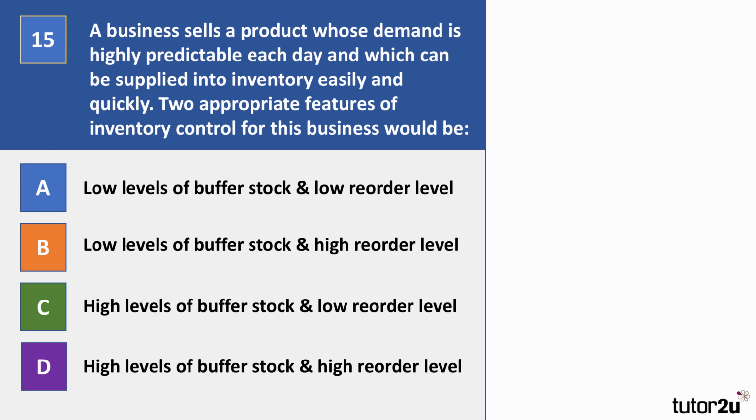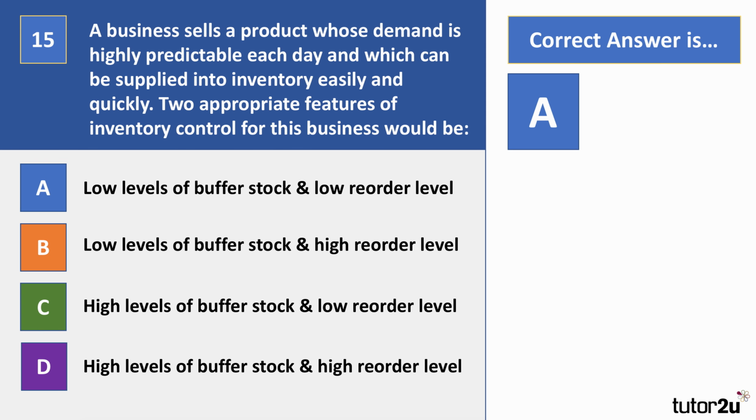into inventory easily. Therefore, we would definitely be looking to hold low levels of buffer stock, because you hold buffer stock as a precaution, don't you, against perhaps unpredictable demand, but also if there are some issues with the reliability of supply. And also you would want to have a relatively low reorder level. There's no need to have a high reorder level because we can afford to run with relatively low levels of inventory each day, knowing that it's very easy to supply into stock quickly if we need to. So therefore the correct combination there is A, low levels of buffer stock and a low reorder level.